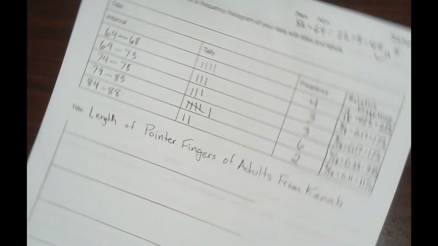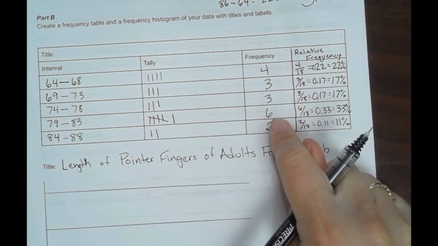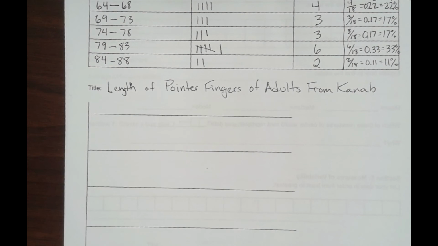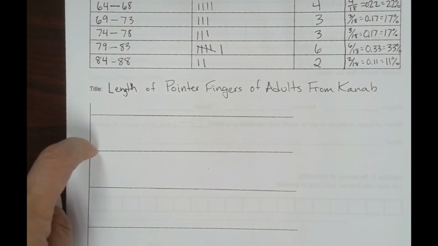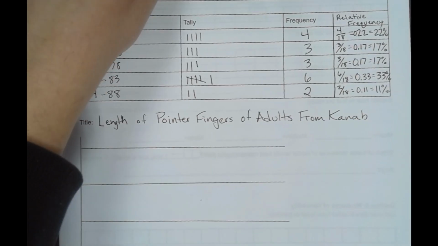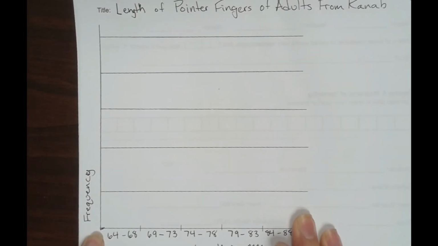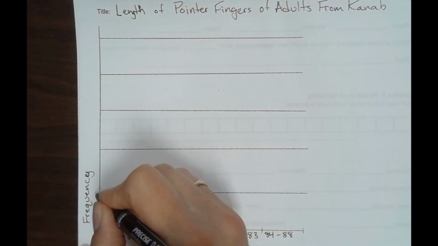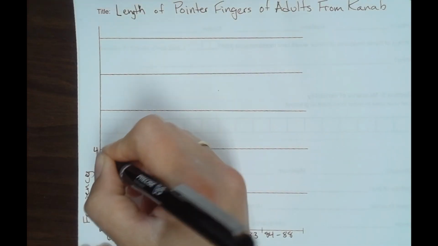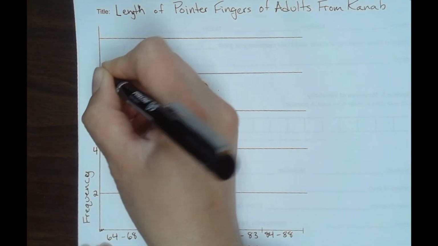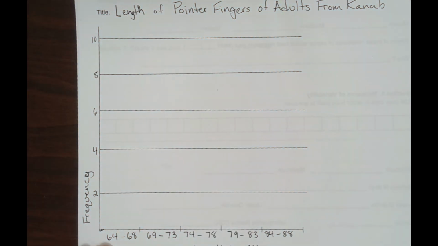Okay, now looking at our frequency, I only need to be able to go up to 6. And I have 1, 2, 3, 4, 5 lines. So I can't number 0 to 6. This one's already 0 down here. So I'm going to number by 2. So this would be 2, 4, 6, 8, 10. Okay, titles, labels, numbering. Now we're going to make our histogram.